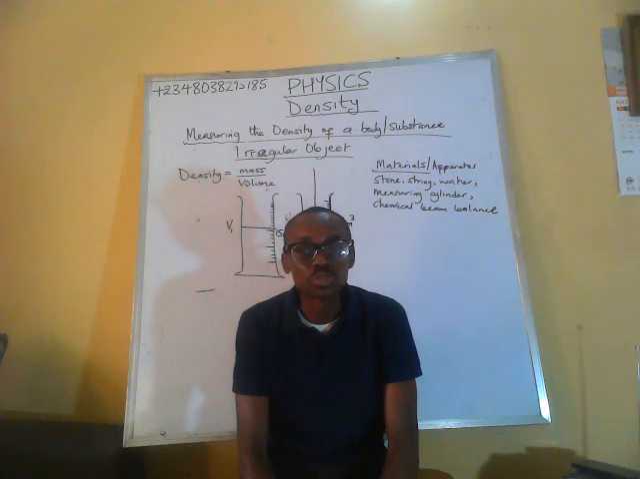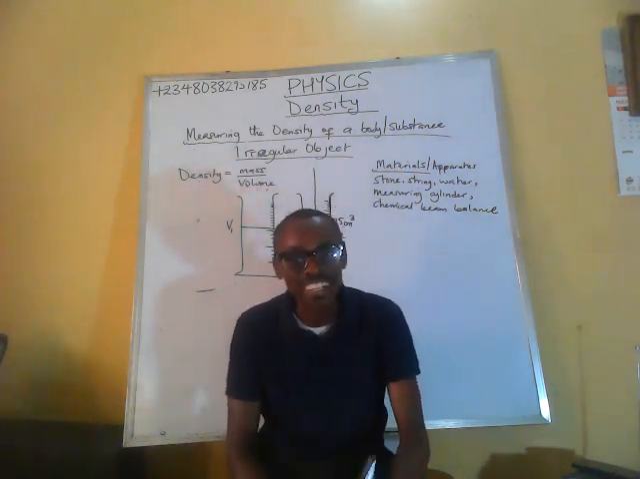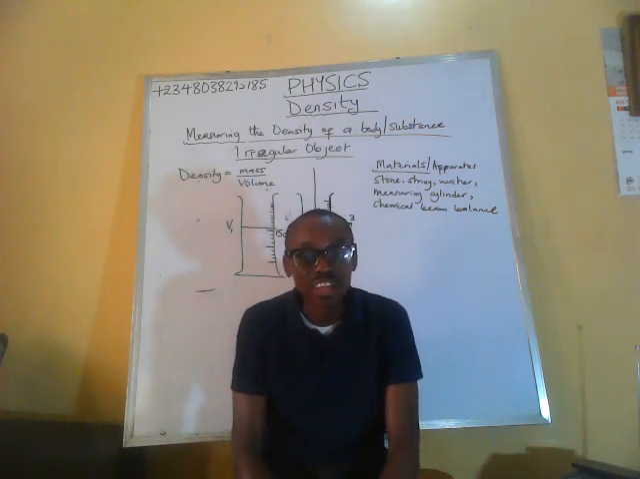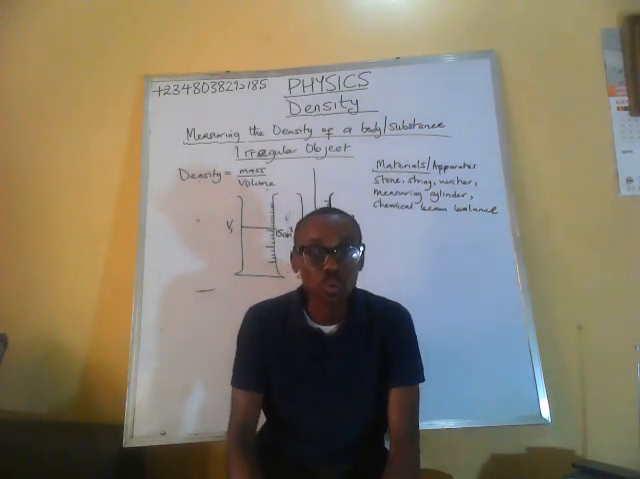We went further. I explained how you could obtain the density of a regular shape object. I told you that in our next lesson we're going to be looking at how you can calculate the density of an irregular shape object. So that is what we'll be looking at today.